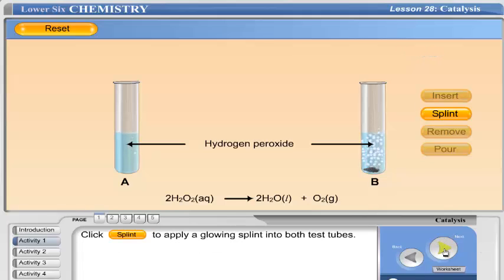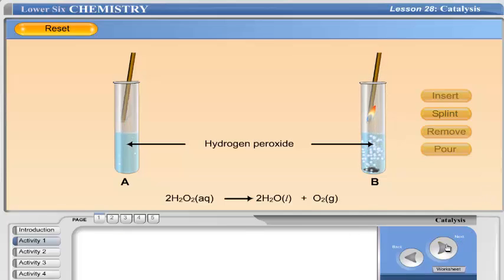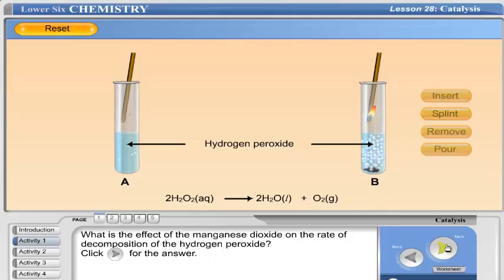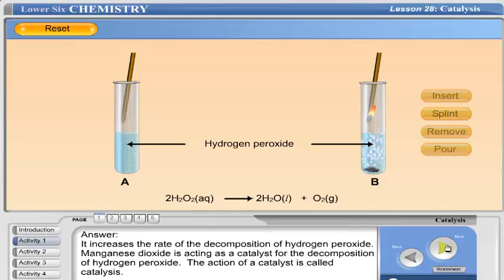Click the Splint button to apply a glowing splint into both test tubes. What is the effect of the manganese dioxide on the rate of decomposition of the hydrogen peroxide? Click Next for the answer. Answer: it increases the rate of the decomposition of hydrogen peroxide. Manganese dioxide is acting as a catalyst for the decomposition of hydrogen peroxide. The action of a catalyst is called catalysis.